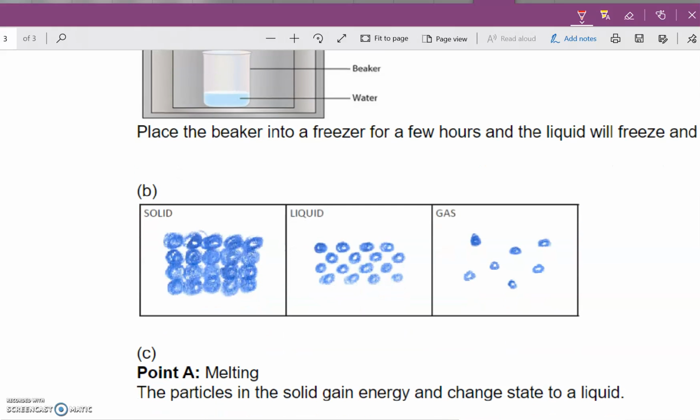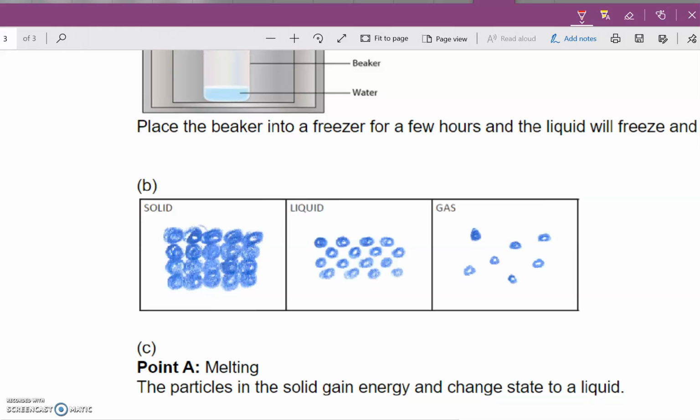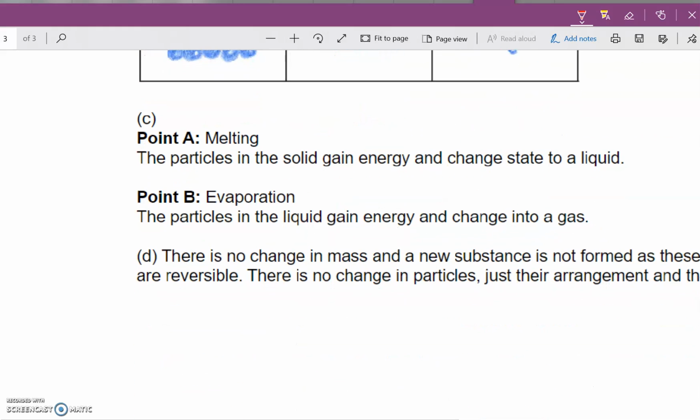Then part B shows a heating curve, and it asks you to show the states of matter in solid, liquid, and gas. So they're tightly packed together, a bit of room between them, loads of room between them. Okay, and we should know the properties associated with those. And finally, then, part C, not finally, the points A and B in the heating curve.